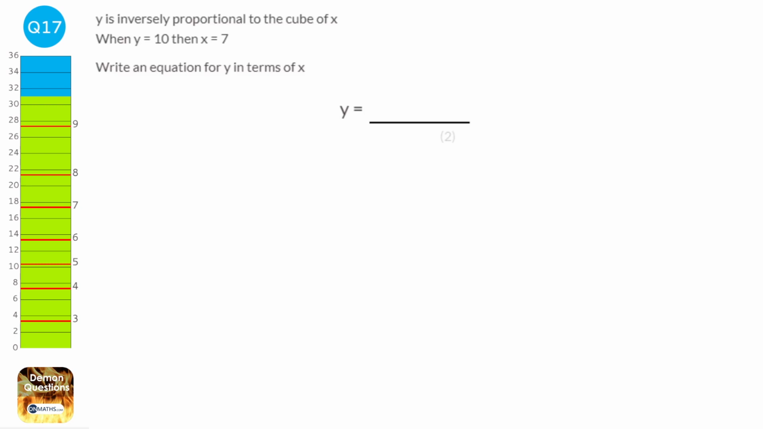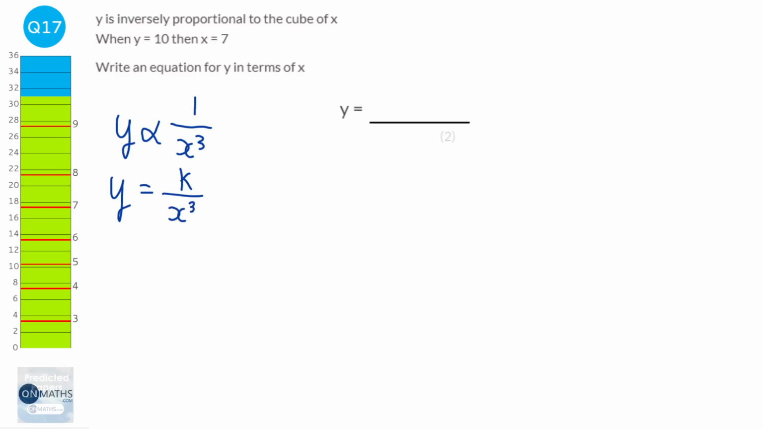So we're told in the question that y is inversely proportional to the cube of x. So we can show that by y is proportional, inversely, which would be 1 over the cube of x. Now to convert that alpha, the proportionality symbol, into an equals, we need to introduce a constant to the right hand side. So we get y equals k over x cubed, and all I've done to the right hand side is multiply it by k.